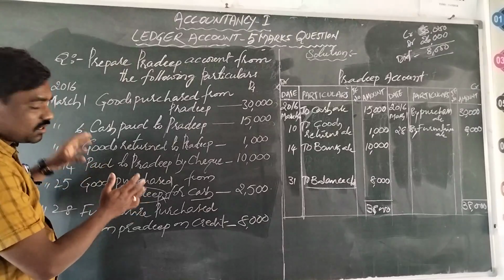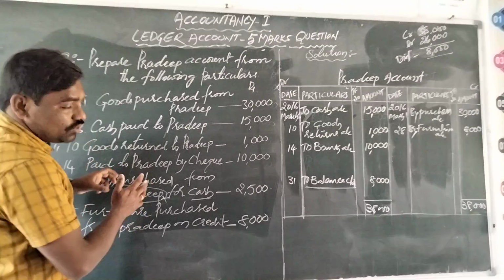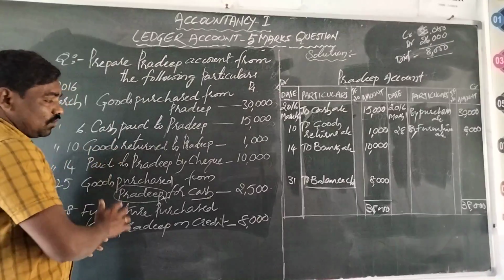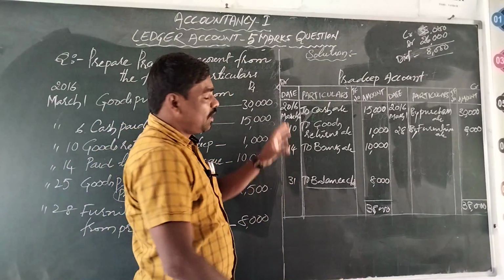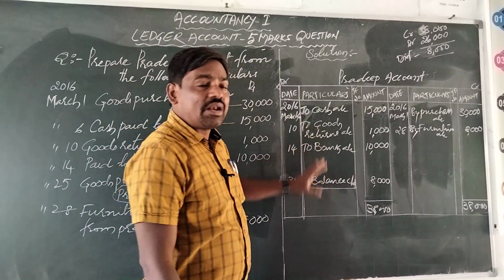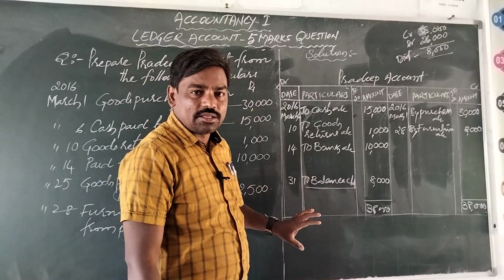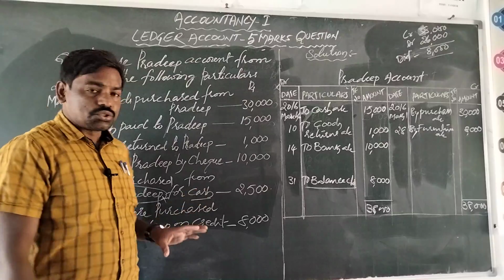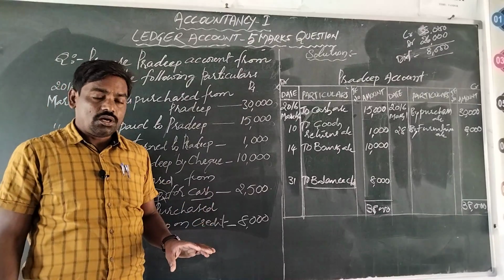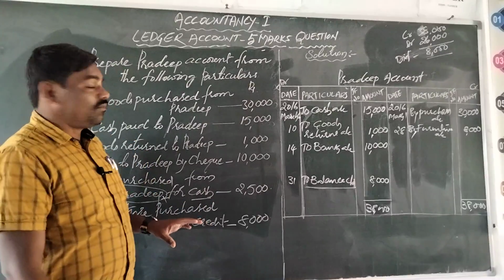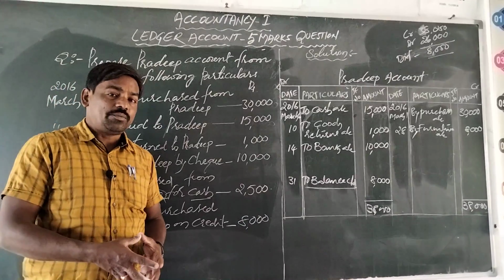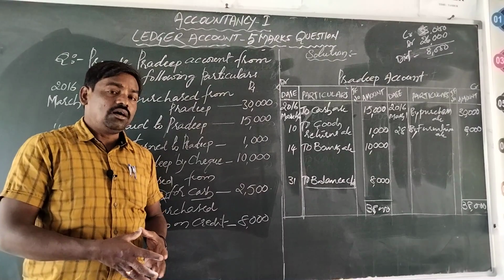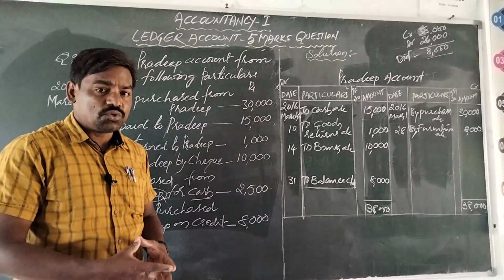Okay students, first you need to read the problem and note all the points or transactions that are given in the problem, and which account you are asked to prepare, that account only you need to prepare, and post the information and find the closing balance. Okay students, I hope you understood how to prepare the ledger account when it is given for a 5 marks question in the annual examination. Thank you for watching this video.